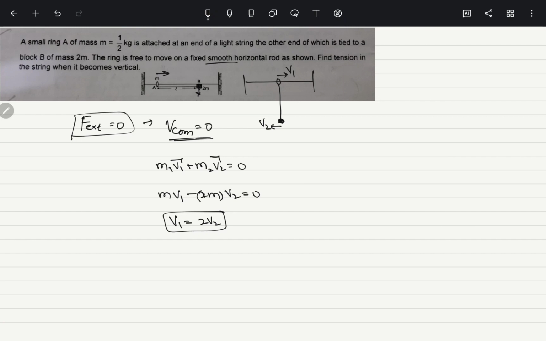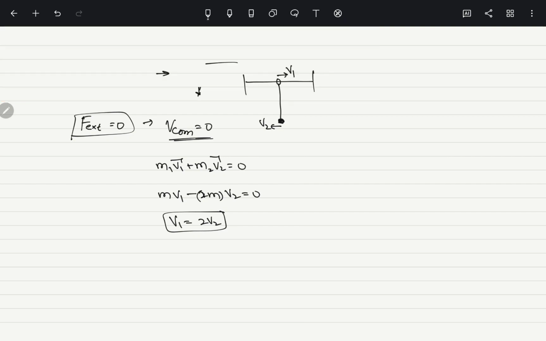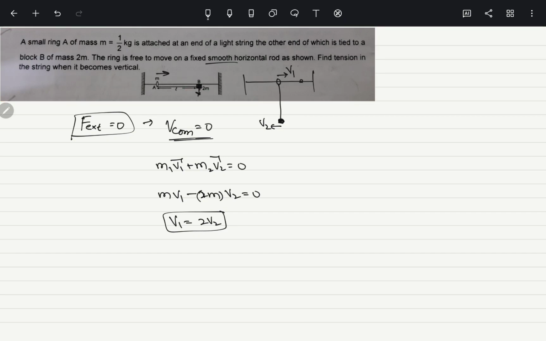Okay, next, the 2m block is moving down, right? So we can apply the work energy theorem because there is a displacement of the 2m block. The displacement is L. Applying the work energy theorem, the work done by gravity is equal to the change in kinetic energy. There is only gravity as the external force acting on the system, so the work done by gravity is 2m into g into L, since when it comes to this position the displacement is L.